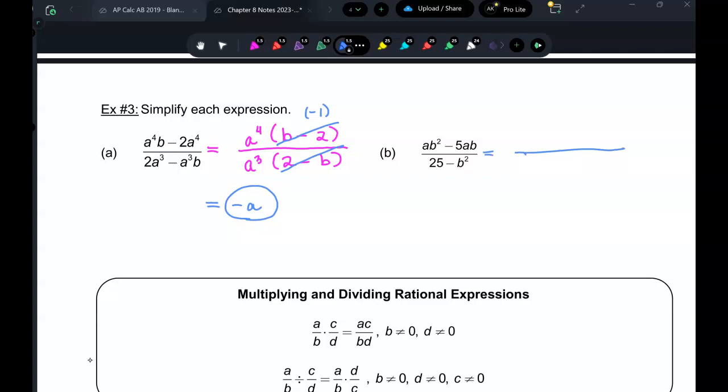And b. You can take out ab. Well, hold on. If I take an a and a b out of this, I'm just going to be left with b.